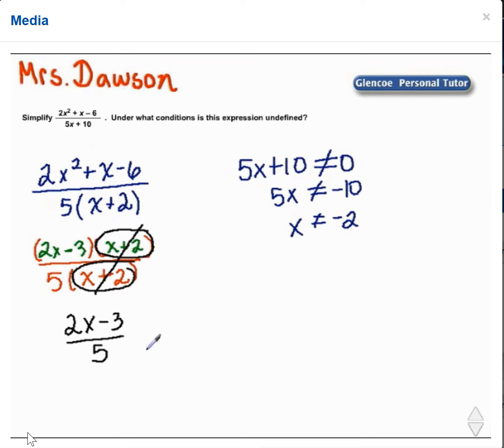Notice that in the final answer, we didn't have to worry about the denominator. However, because it came from the original expression, we do want to make a note that x cannot be equal to negative 2.